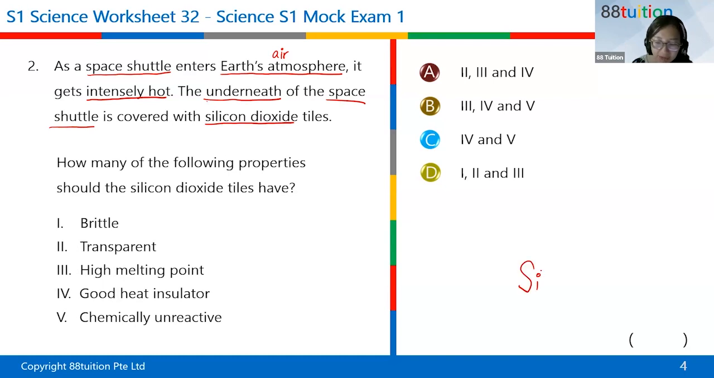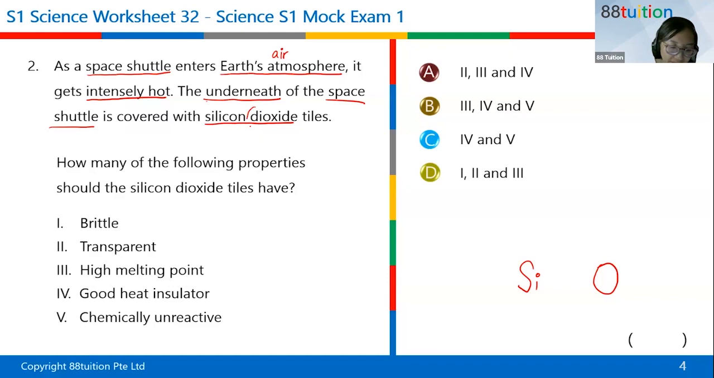Silicon is Si. I help you with this. Oxygen is O. So what is the formula? Okay, good job, Arjun. The rest, silicon dioxide. Di means how many?